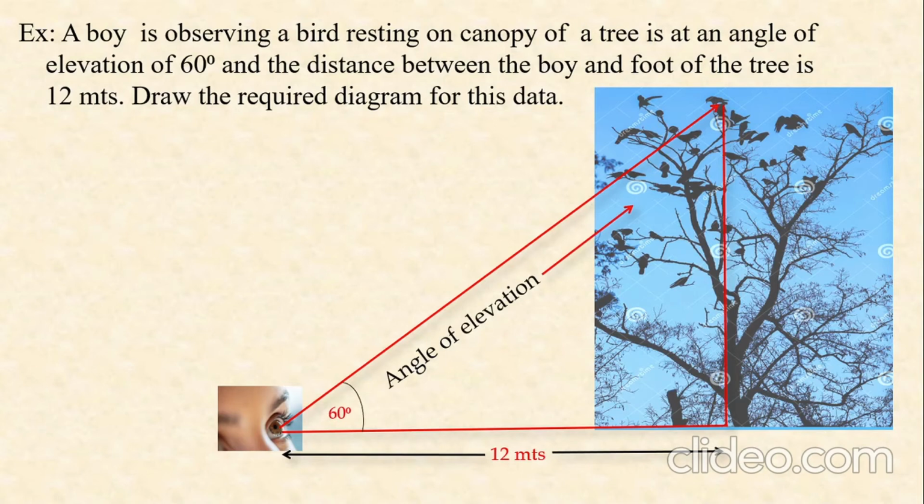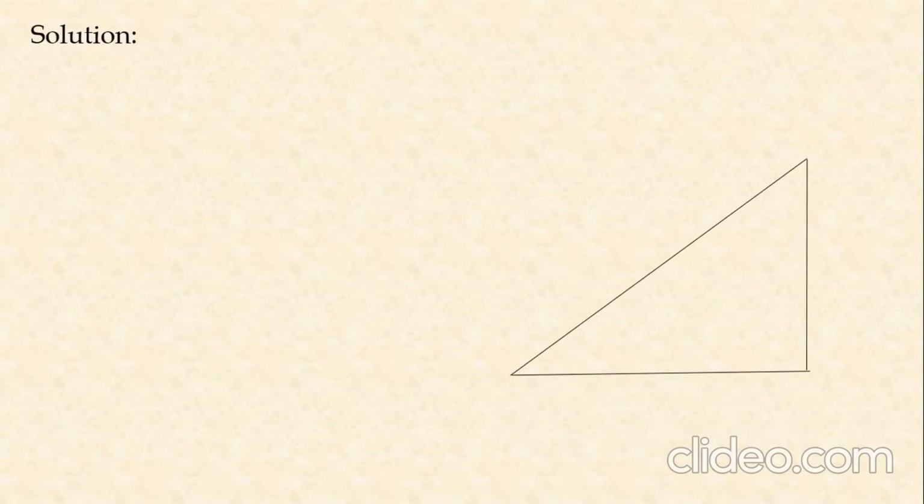Okay, now we are going to draw the actual figure using the line segments. So this is the right angle triangle. Here XY is the height of the tree, Z is where the observer is observing the bird with an angle of elevation of 60 degrees, and the distance is given, that is the distance between the foot of the tree and the observer, which is 12 meters.